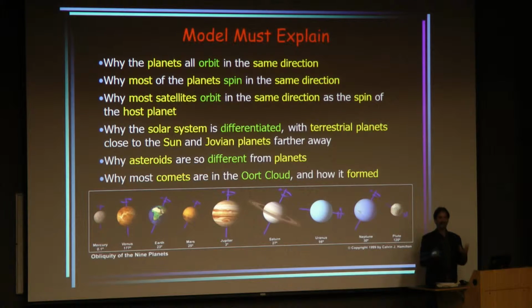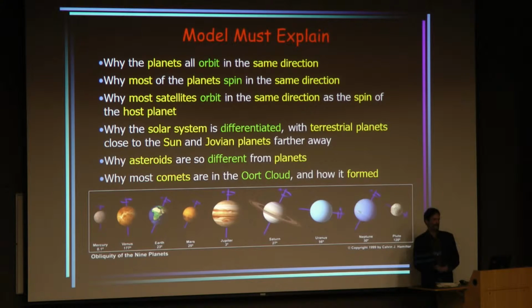That's what you mean by a model: a physical explanation for that evolution that took place from this initial state to what we see now. Okay, so whatever that model turns out to be, it has to be able to explain the planets all orbiting the same direction, spinning pretty much in the same direction, although there's a couple of exceptions to that, as we've seen. Most of the moons of planets orbit in the same direction as the planets themselves spin.